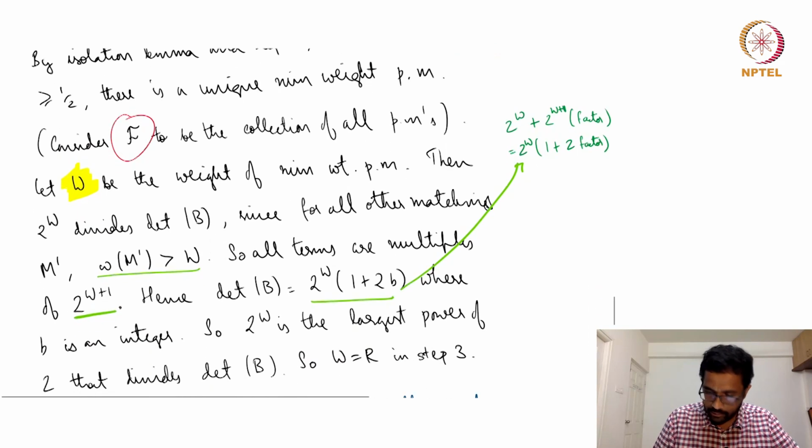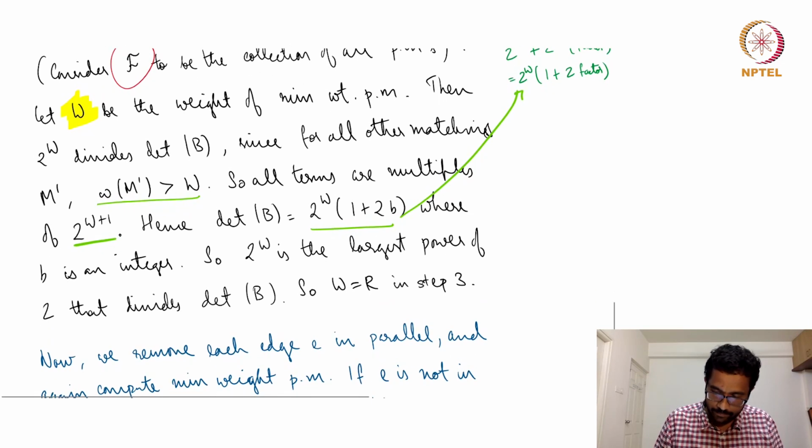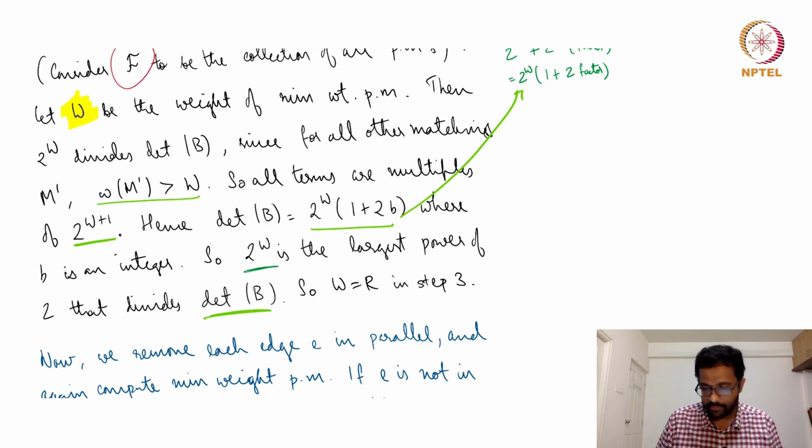which is exactly what I have written here. So the determinant of B, you can take out the 2 power W and then 1 plus 2B, where that B is the same thing as this factor, and B will be an integer. It could be negative, it could be positive. This means this 1 plus 2B is an odd number, which means 2 power W is the largest power of 2 that divides the determinant of B.